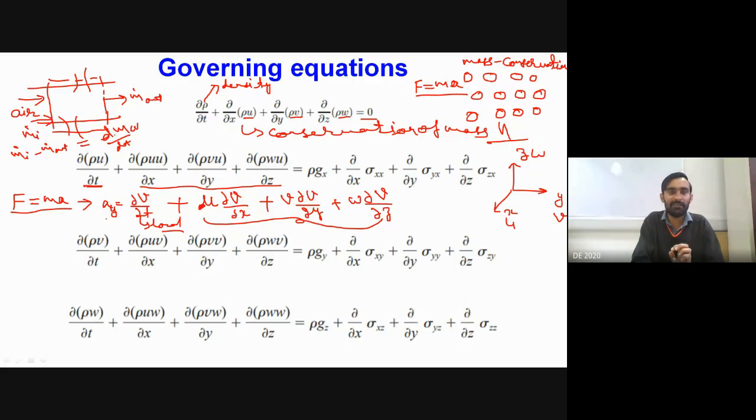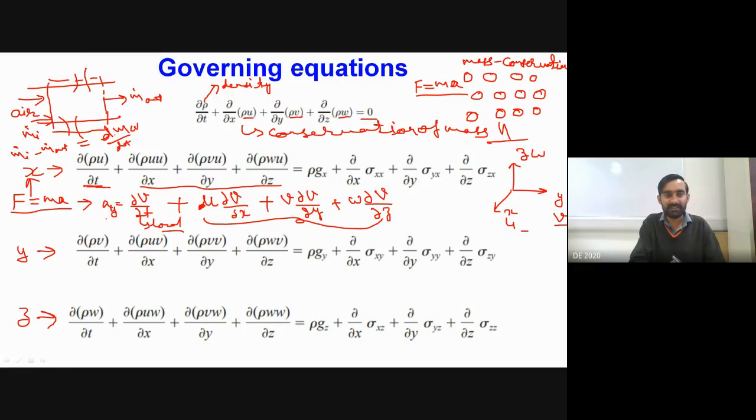And this first term is, at any fixed location, how much change there is with time in the velocity. Velocity is a vector quantity, so if I take a Cartesian coordinate system, I will have three components of velocity: u, v, w. So I have to write three different balance equations based on Newton's second law. One will be in the x direction, another in the y direction, and the third in the z direction.